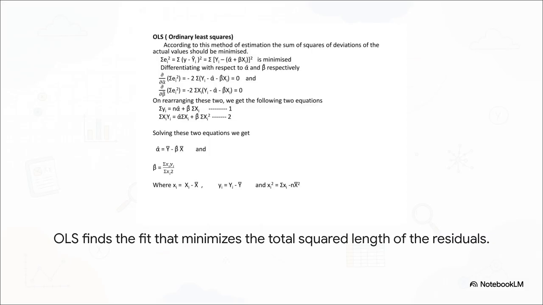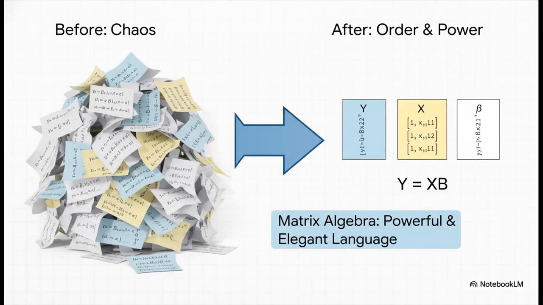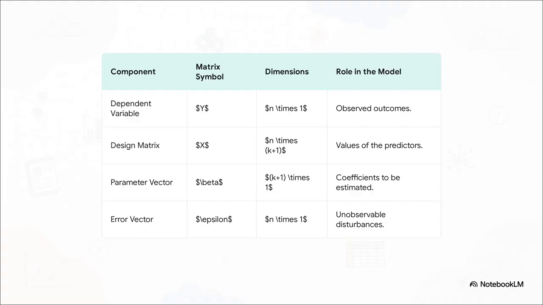That's the best fit. Now, you could try to write out an equation for every single data point, but imagine you have thousands or millions of them. It's just no way. It's completely impossible. So, to handle this like grown-ups, we switch to a much more powerful and honestly more beautiful language, matrix algebra. See, with matrices, we can take that whole gigantic system of equations and shrink it down to this one clean statement: y equals x beta plus epsilon.